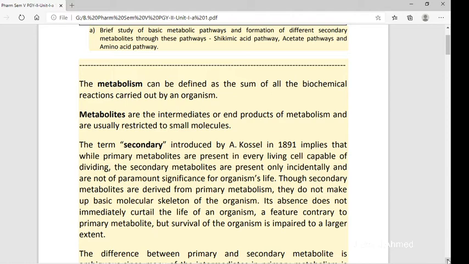Now, the third difference: primary metabolites are generally inexpensive to produce and to isolate from plant or plant parts. Example, starch. Starch we can get from potatoes easily.